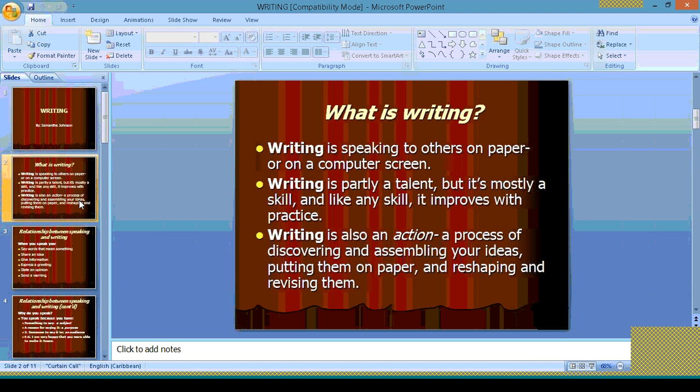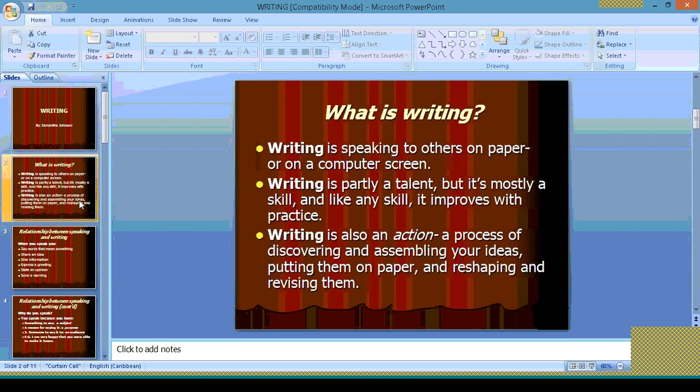Now, what is writing? We do it every day, but have we ever really considered what is writing? Writing is speaking to others on paper or on a computer screen. So if you are in a class and you are scribbling down some notes on a piece of paper, or you write a note to your supervisor, you're speaking to your supervisor on that piece of paper, right? If you use a computer screen, let's say you type your monthly report, you're speaking to whoever it is submitted to, just on a computer screen, or if you send them an email or what have you.